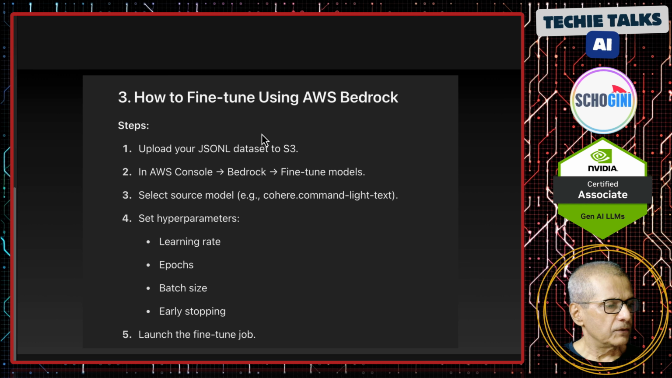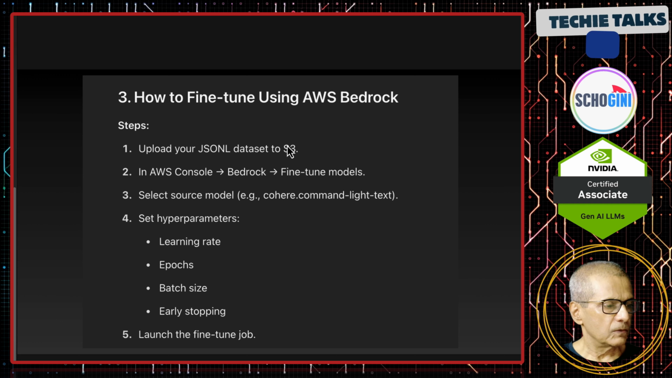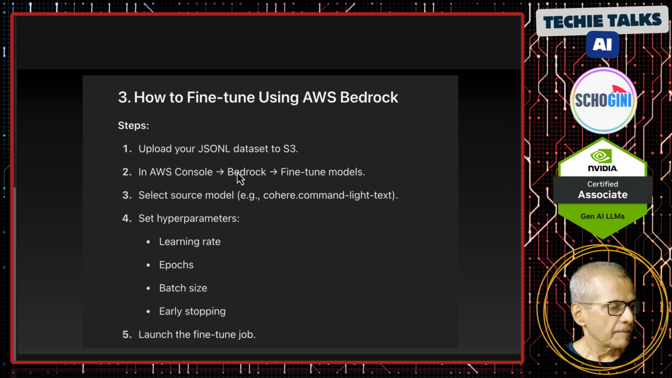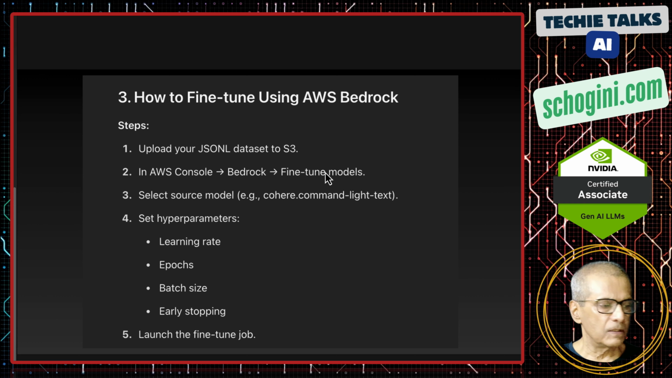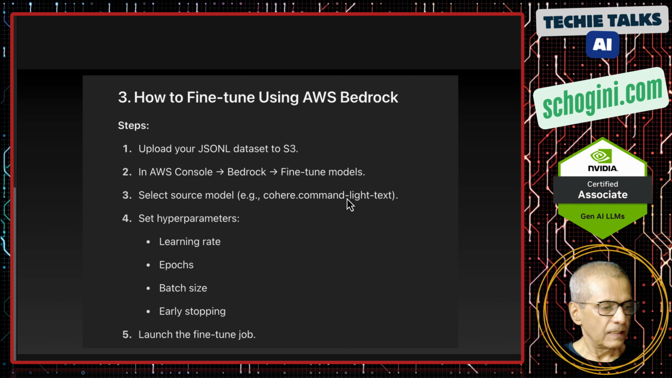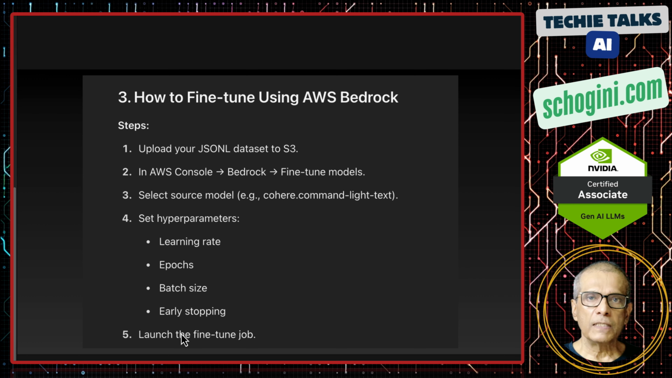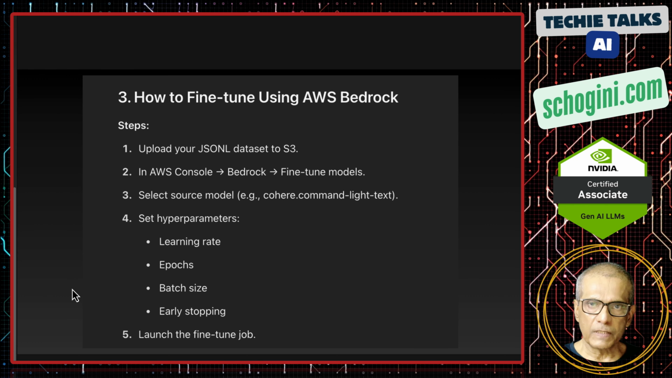So how to fine-tune using Bedrock? A quick walkthrough. You need to upload the JSONL dataset to an S3 bucket. I will show you that. And in the AWS console, Bedrock, fine-tune models and select the source model. So we will use this Cohere Command Light text model and set the hyperparameters and launch the fine-tune job. Now this job can take an hour or so, depending on your data and the number of epochs that you are running.